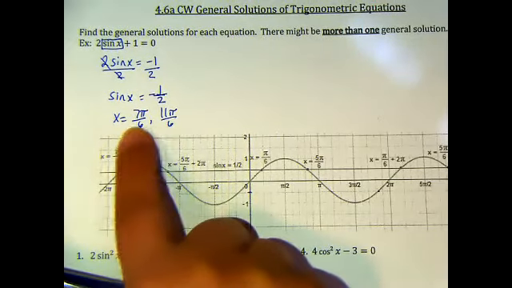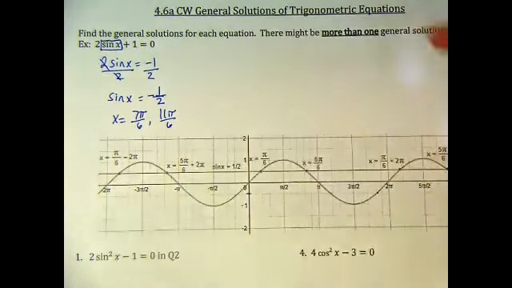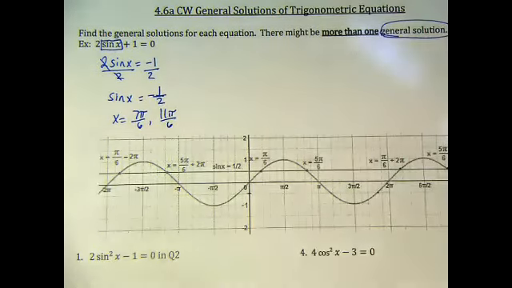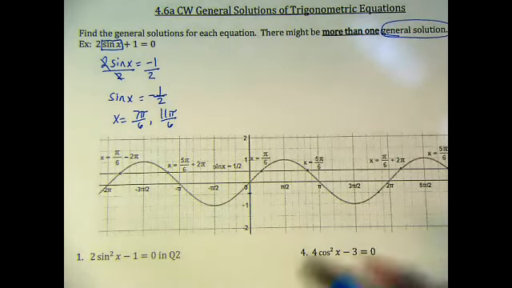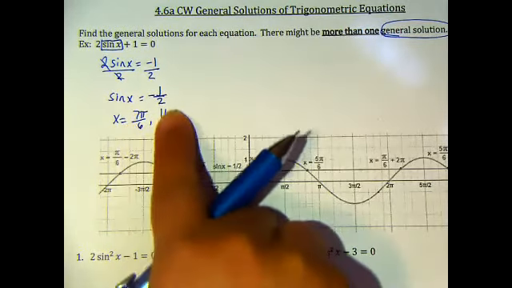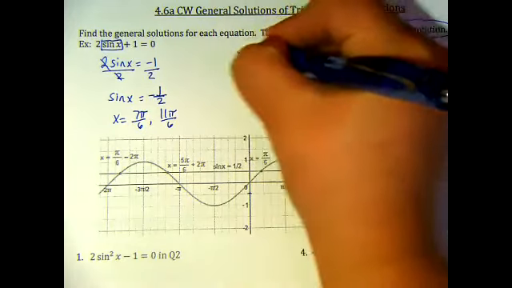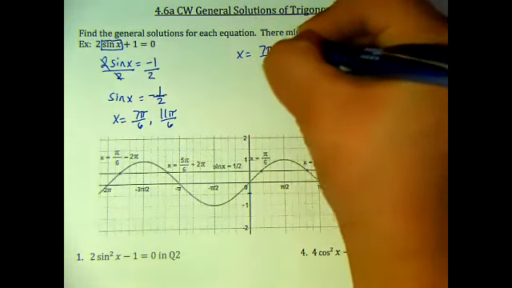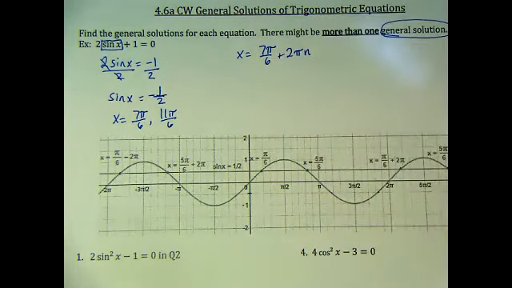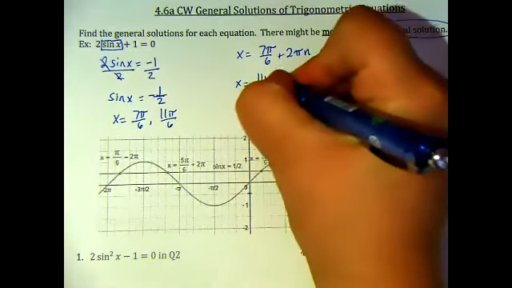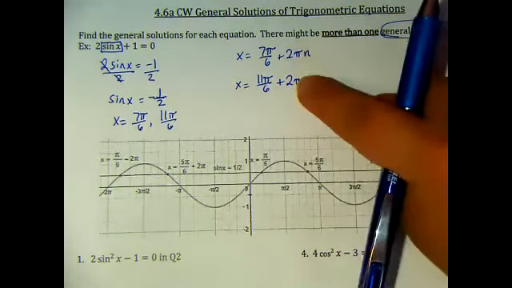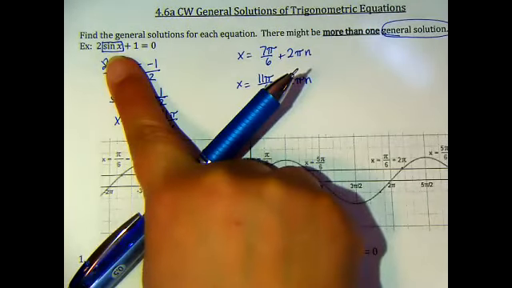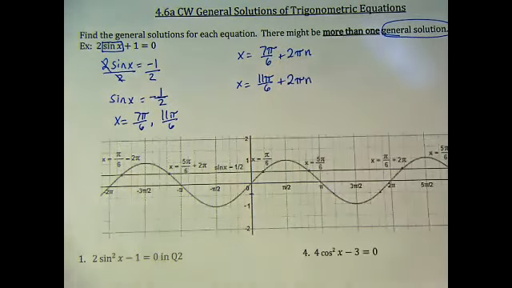But this is only between 0 and 2 pi. They want general solutions, so we need to write them in their periodicity forms. So it's not just x is equal to 7 pi over 6 and 11 pi over 6. We have x is equal to 7 pi over 6 plus 2 pi n, as well as x is equal to 11 pi over 6 plus 2 pi n. Why 2 pi? Because we're talking about sine, and the pattern repeats every 2 pi for sine.